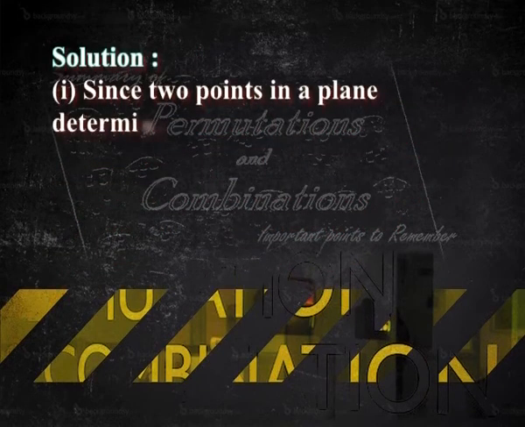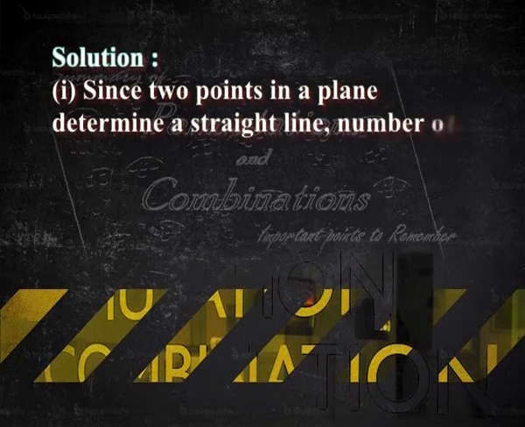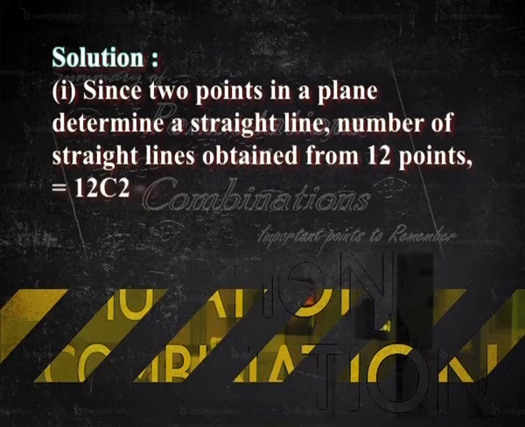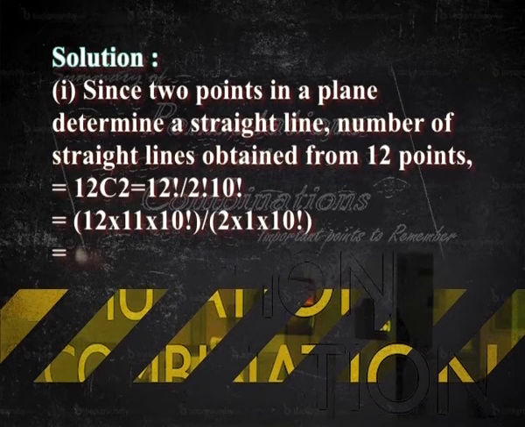Since 2 points in a plane determine a straight line, the number of straight lines obtained from 12 points will be 12 choose 2, which is equal to 12 factorial divided by 2 factorial into 10 factorial, which is equal to 12 into 11 into 10 factorial divided by 2 into 1 into 10 factorial, which is equal to 66.